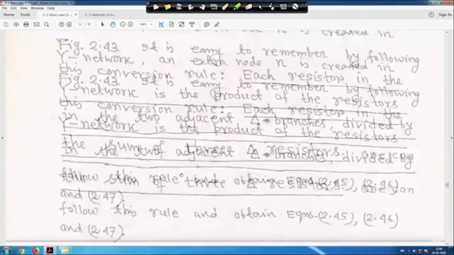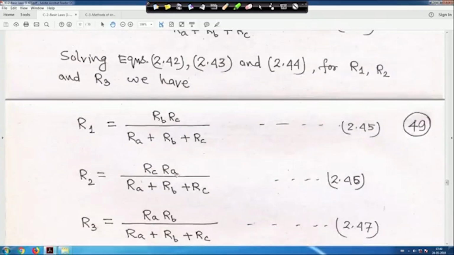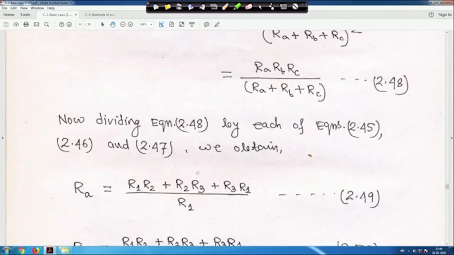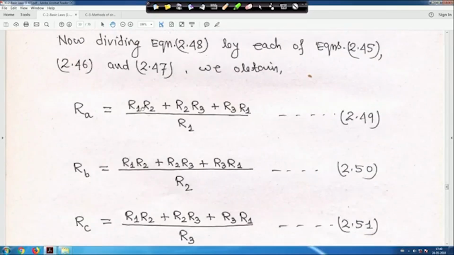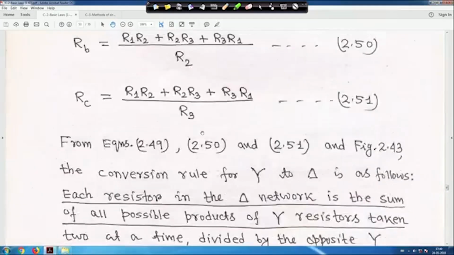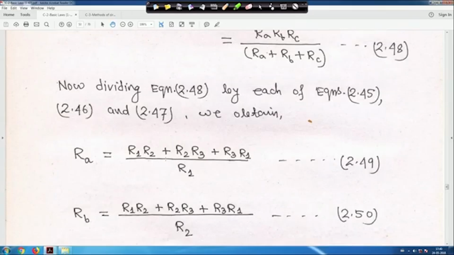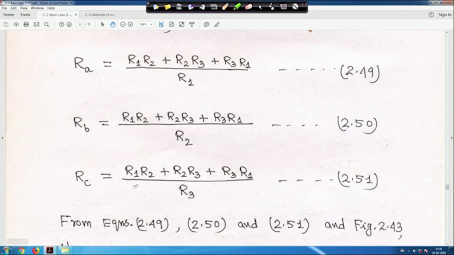So, first you divide equation 48 by your 45, then what you will get? You will get R A is equal to R 1 R 2 plus R 2 R 3 plus R 3 R 1 divided by R 1, and R B is equal to R 1 R 2 plus R 2 R 3 plus R 3 R 1 by R 2, and R C is R 1 R 2 plus R 2 R 3 plus R 3 R 1 by R 3.